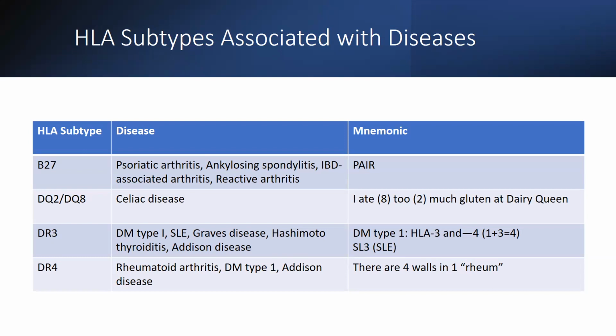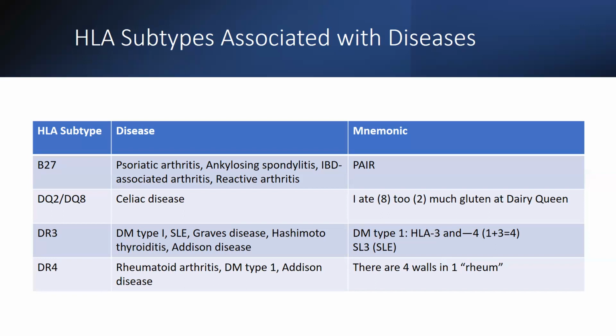So your B27, so HLA B27 subtype is associated with psoriatic arthritis, ankylosing spondylitis, IBD arthritis, and reactive arthritis. So PAIR is your mnemonic. Celiac disease is HLA DQ2 or DQ8. So I ate too much gluten at Dairy Queen.